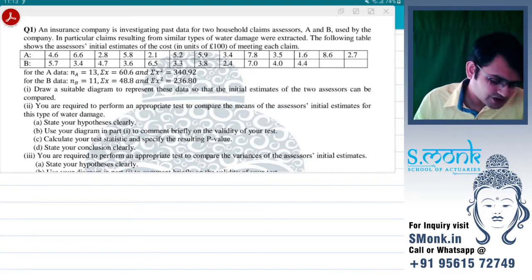Question 1. An insurance company is investigating past data of 2 household claim assessors, A and B, used by the company. In particular, claims resulting from similar type of water damage were extracted. The following table shows the assessors' initial estimate of the cost. Now, what do we have to do?